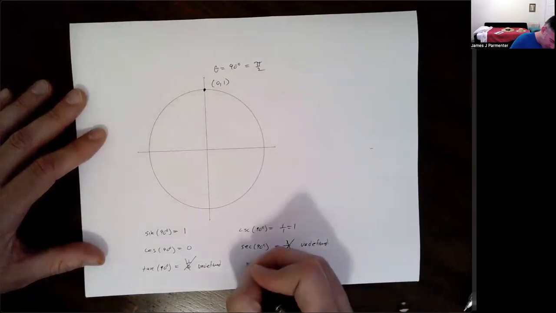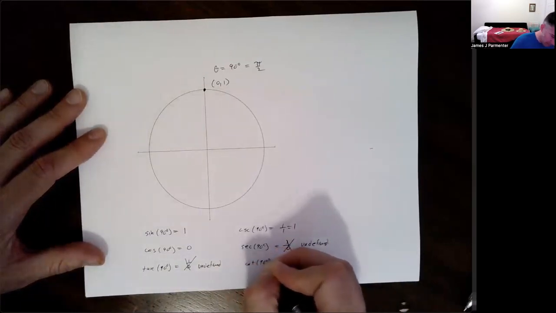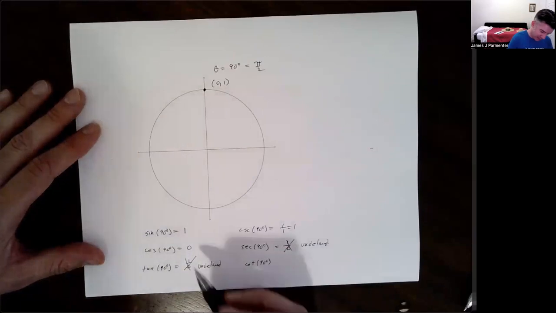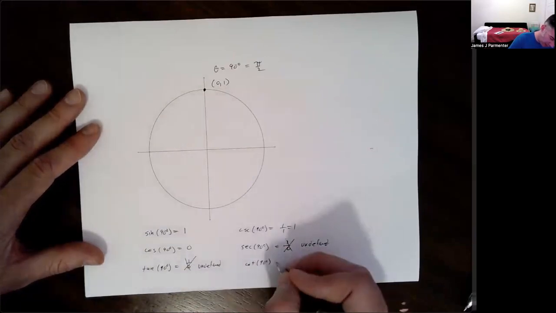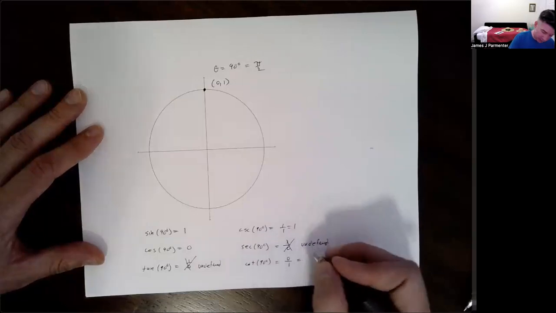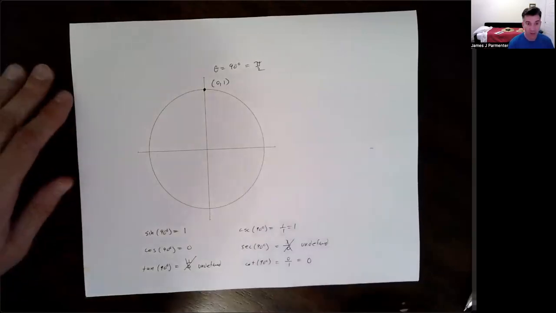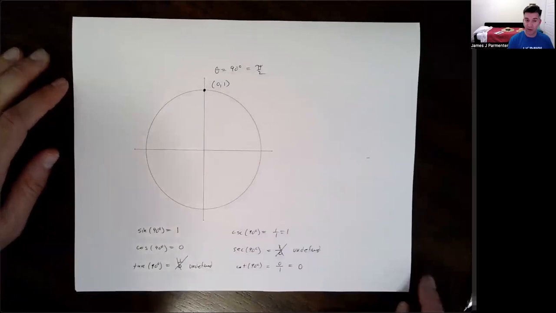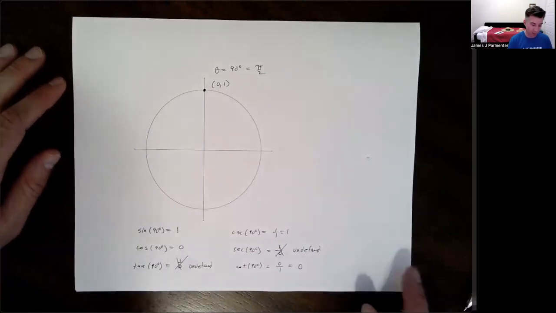Finally, cotangent of 90 degrees, instead of being y divided by x like tangent, it's x divided by y, which is 0 divided by 1. And 0 divided by not 0 is just 0. So we can find the trig functions for quadrantal angles.